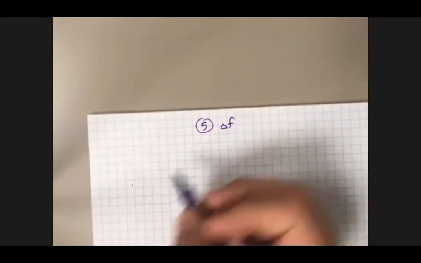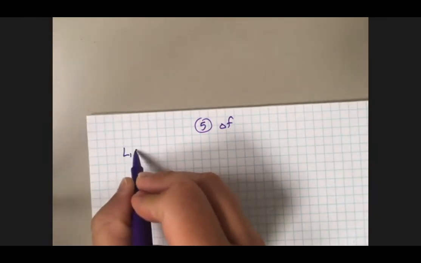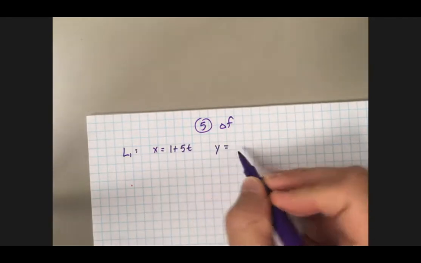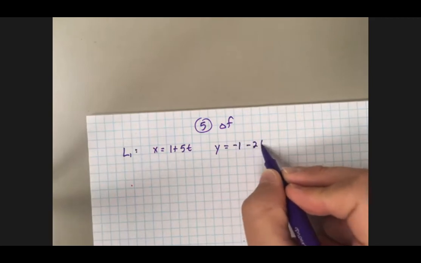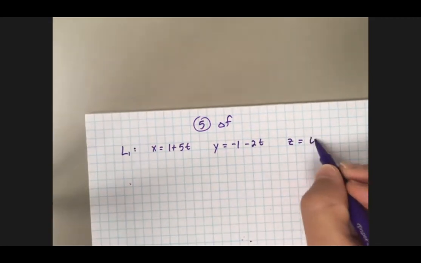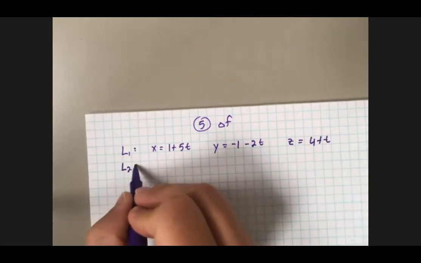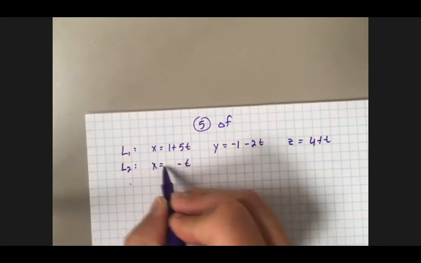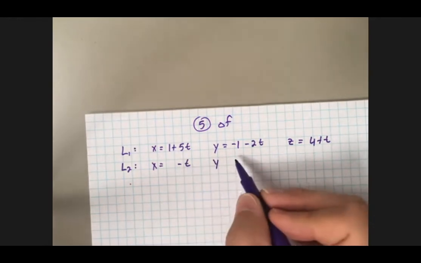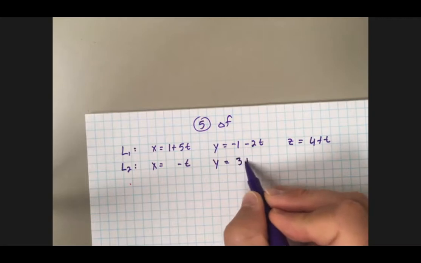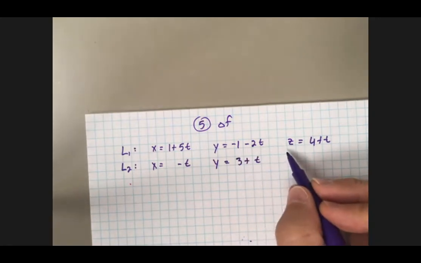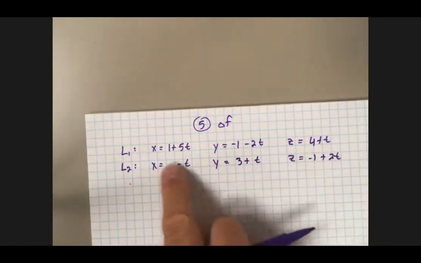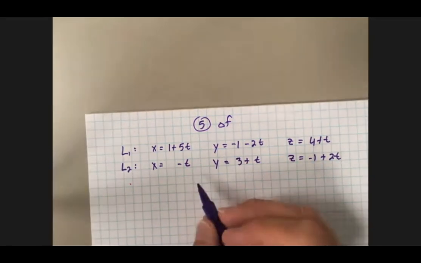Let's look at these two lines in space. Let's look at line 1, which is x equals 1 plus 5t, y equals minus 1 minus 2t, and z equals 4 plus t. Let's just pick some lines here. Here's a second line. Let's say x equals minus t. Y equals, you could say 0 minus t, but minus t is just as good, 3 plus t. And you could say z equals minus 1 plus 2t.